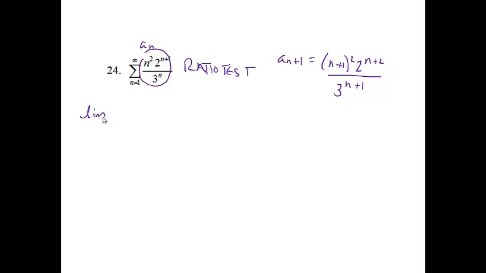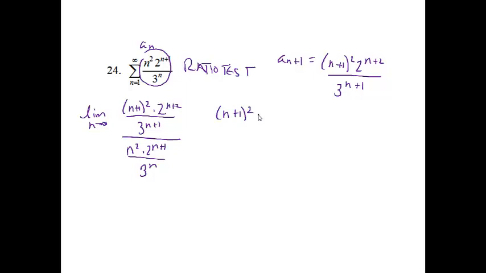All right, so we're going to be finding the limit as n approaches infinity of a sub n plus 1, so n plus 1 squared times 2 to the n plus 2 over 3 to the n plus 1, divided by a sub n, which is going to be n squared times 2 to the n plus 1 over 3 to the n. So I'm going to multiply by the reciprocal, so I'm going to get n plus 1 squared times 2 to the n plus 2 over 3 to the n plus 1 times 3 to the n over n squared times 2 to the n plus 1.